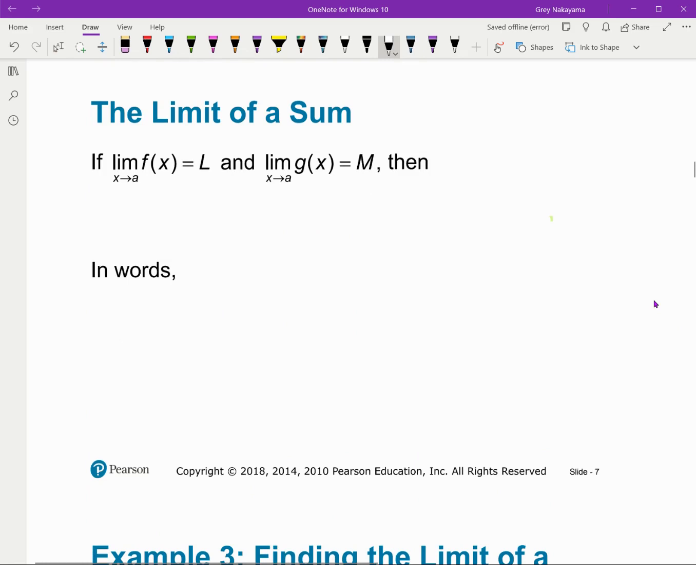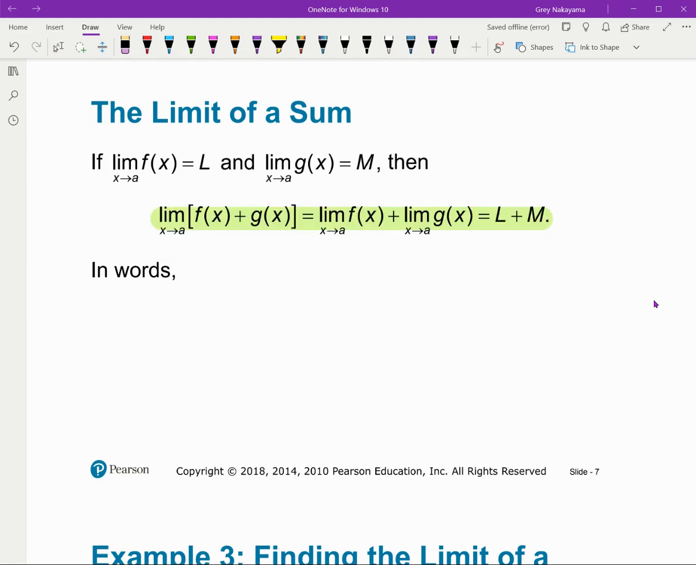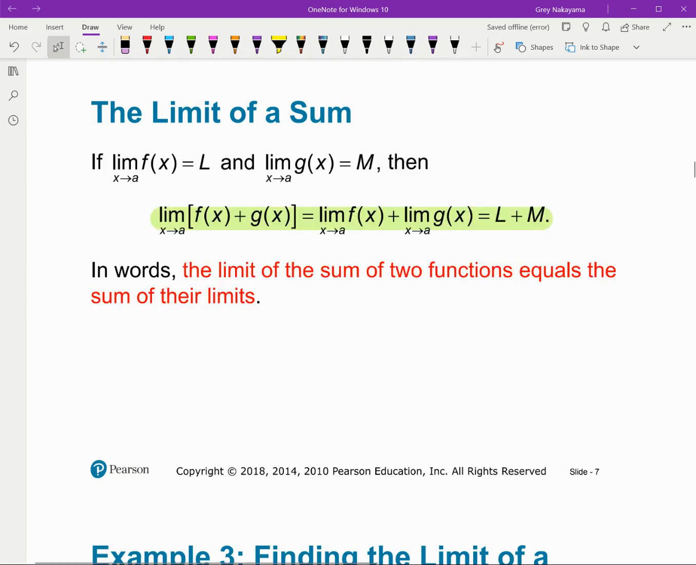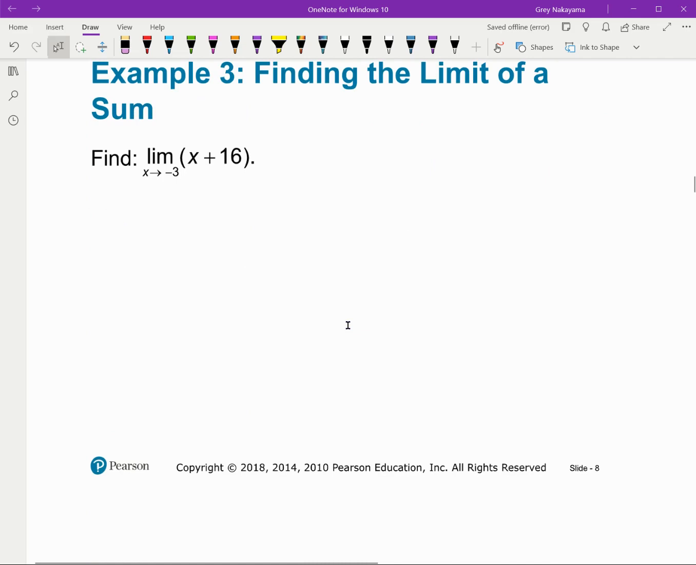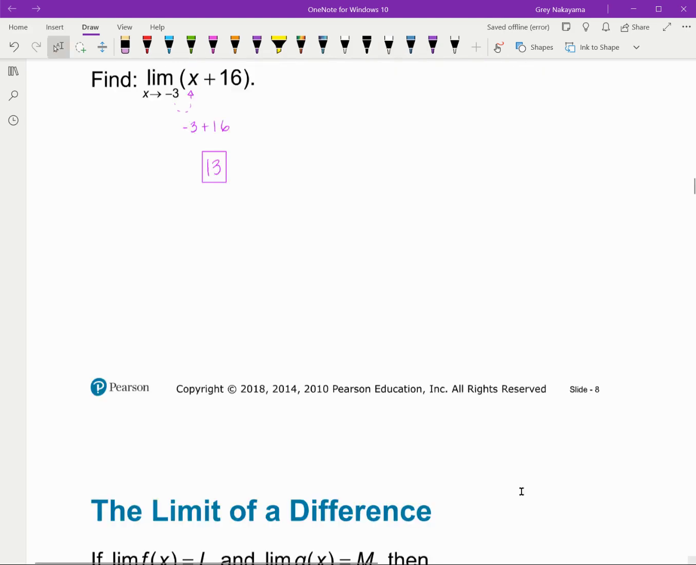Okay? The limit of a sum. So the limit of a sum is the sum of the limits. If you want all the words, there are the words. So all you're going to do, again, is plug in a for x. Here's our example. The limit of the sum, x plus 16, as x approaches -3. That means I'm going to plug in -3 for x. And when I do, I have 13. -3 plus 16 is 13.